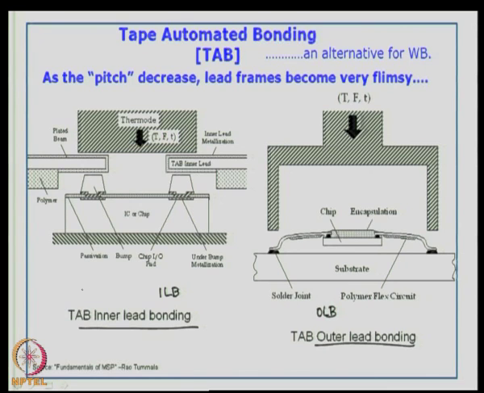So, if you look at this picture here, there is the IC or the chip ready to be bonded. There is a frame on which the IC is mounted, or probably introduced. You can see here, this is the polymer tape, the ends are shown. Remember that this is a cross section.